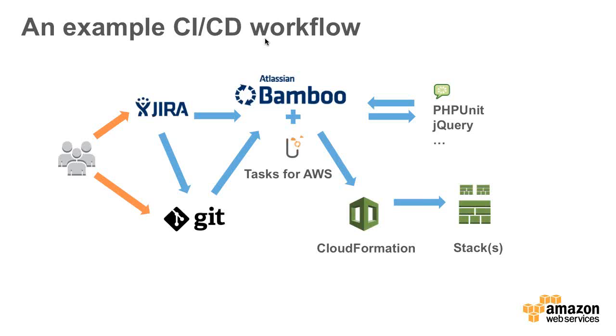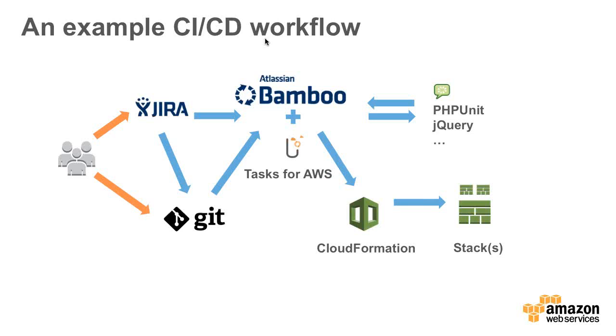The main tool chain today that we're really going to focus on is Bamboo. And Bamboo will be the orchestration tool. It's going to be extended with a plugin called Tasks for AWS. That's one of the powerful features of Bamboo, that you can extend functionality through a marketplace of plugins.